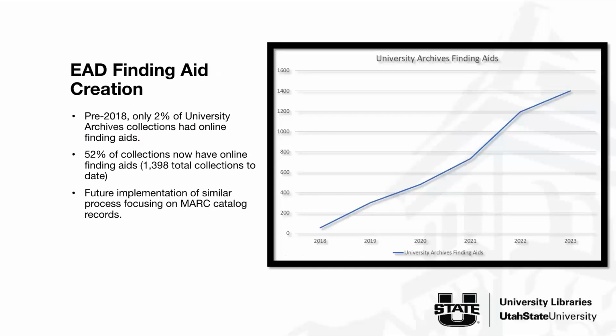So since starting this project in 2019, we've seen huge progress in the number of collections now discoverable online. Before this project started, we only had a total of 53 university archives collections that were available online, which made up only about 2% of the entire collection. Over the last 4 years, we now have about 1,400 of these collections available online, which is up about 2,600%. With a steady stream of new collections coming online each month, to date, we're about 52% of the way through this process for the online finding aids created.